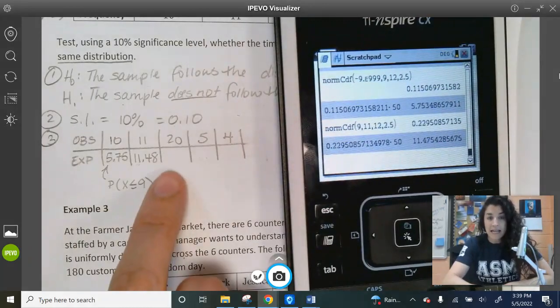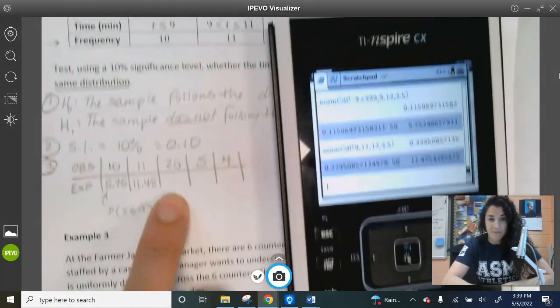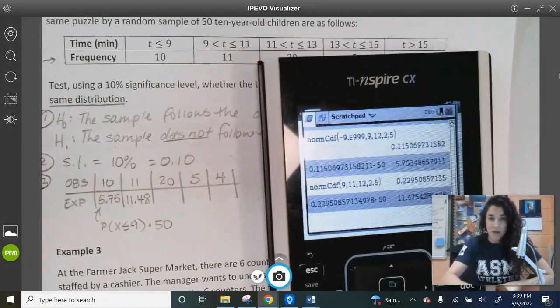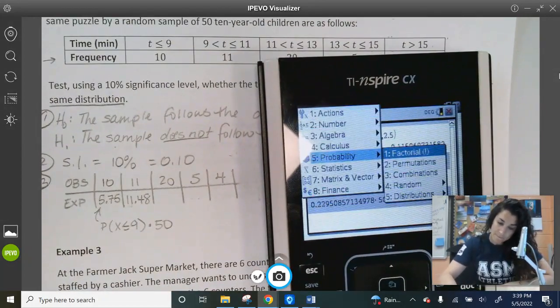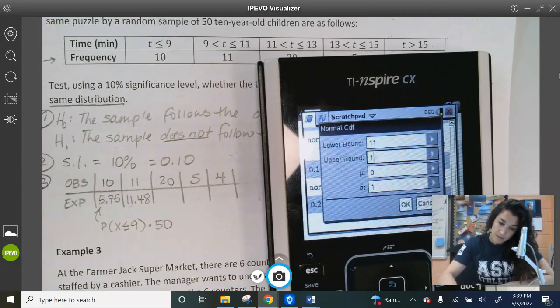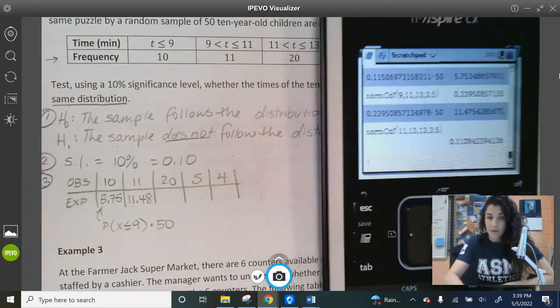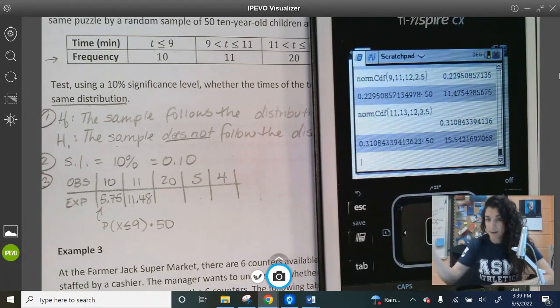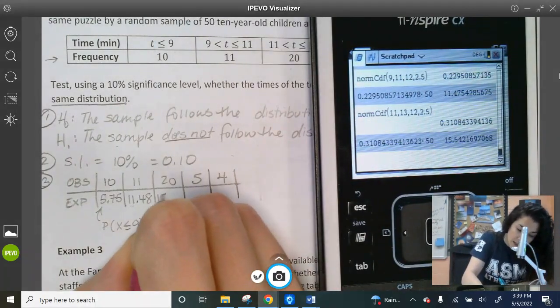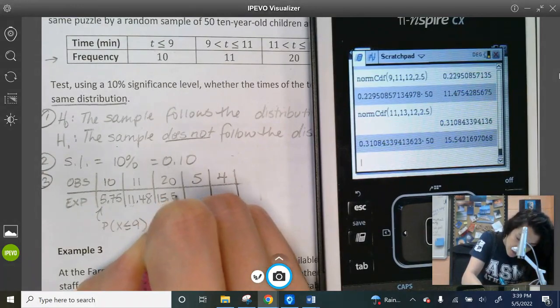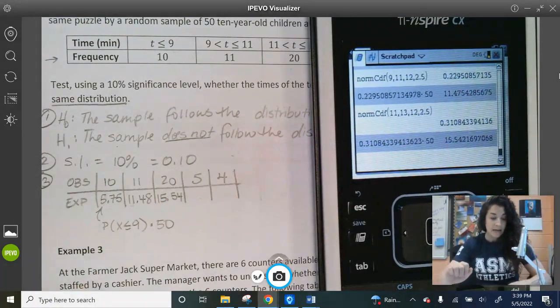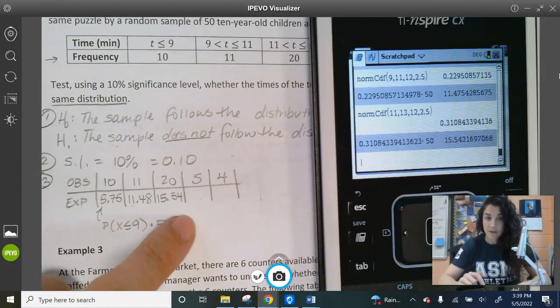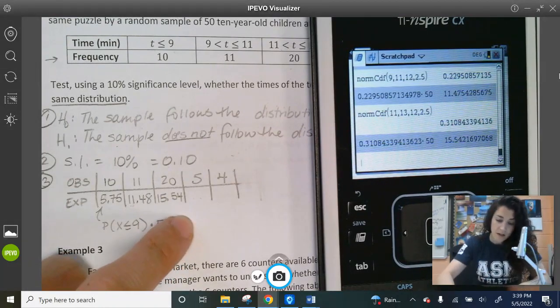So to find the next expected, I need to find the probability of being in this column. Probability of being between 11 and 13, average 12, standard deviation 2.5. And then I take that probability and I multiply it by 50, the total number of people in the sample. So that means I expect there to be 15.54. And remember, expected values are okay to be decimals because it's like an average.